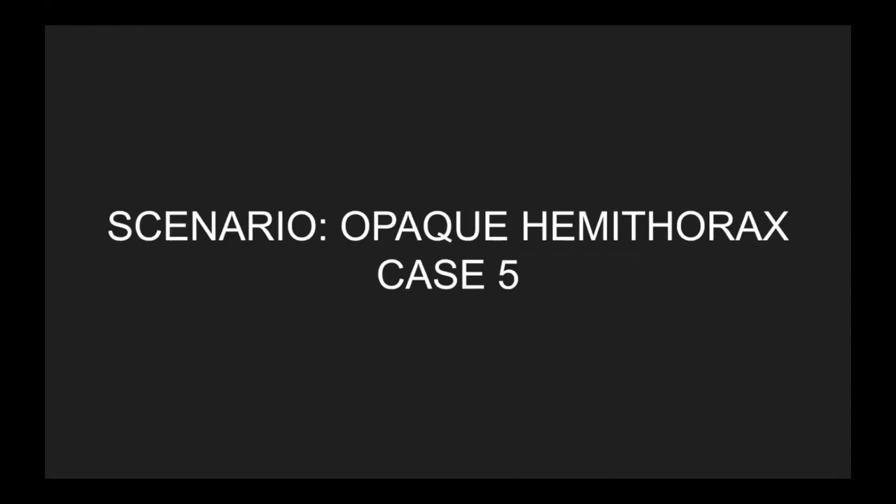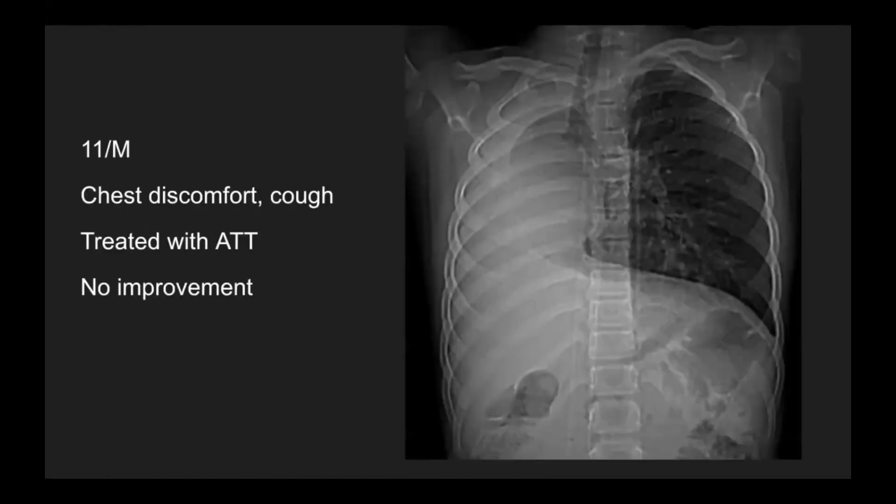Now coming to the last case of the opaque hemithorax group. This is the 5th case. So here, he's a bigger boy, an 11-year-old boy, who had chest discomfort and cough for quite a long time. It is an insidious onset problem, and a presumptive diagnosis of TB was made. The child was treated with ATT without much improvement.